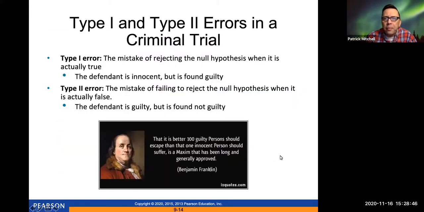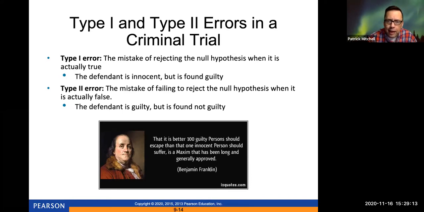In terms of a criminal trial, a type 1 error would be the defendant is innocent but is found guilty. And a type 2 error would be the defendant is guilty but is found not guilty. It's a cornerstone of our criminal justice system that we are more willing to tolerate type 2 errors than type 1 errors. At least that's the way it's supposed to work.